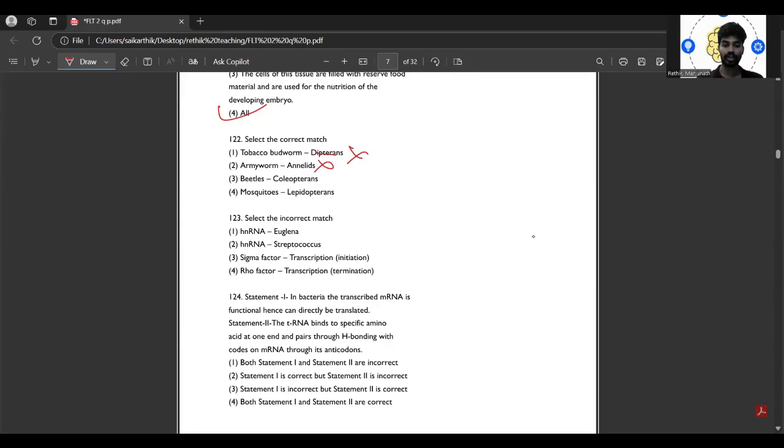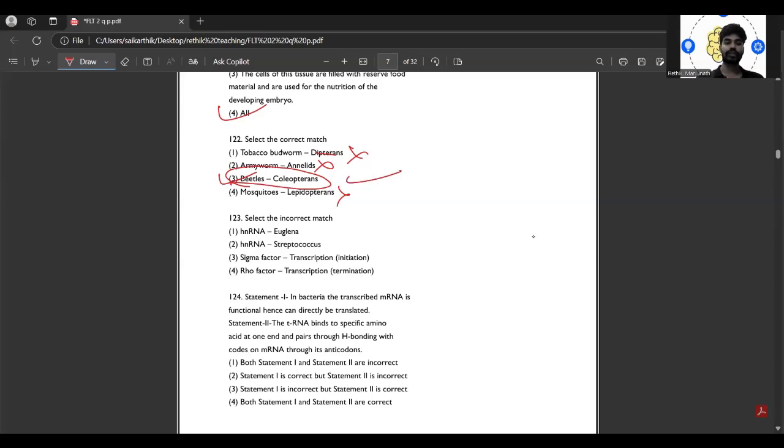Actually, here the beetles come under the Coleopterans. Correct. So any worm is a member of this order. Coleopterans like beetles belong to the order Coleoptera. It could be caterpillars, anything like that. So this is correct. Then the mosquito, that is Lepidopterans, is again wrong. It comes under what? Dipterans, right? So this is the correct match.